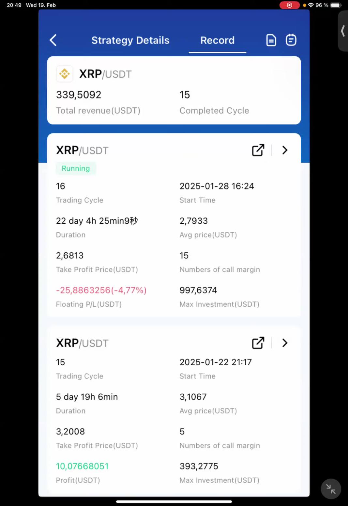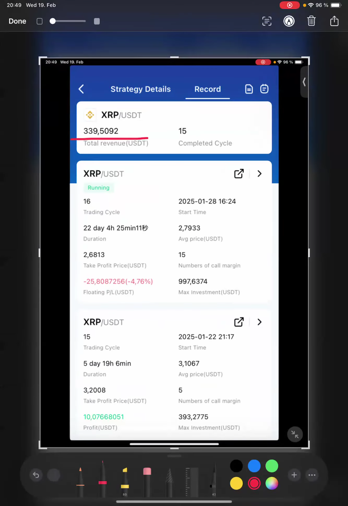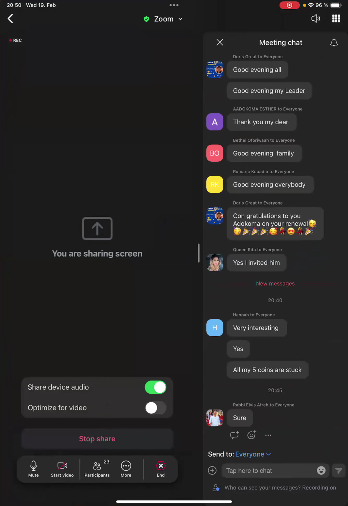Now 88.1 and 339. If you want to do the math, how much will we get? 339.5 minus 88.1. That will be 251.4. So who can tell me where this difference is coming from? Because I calculated all the profit that it gave me. Who can tell me? Let me see if we have good students in my class. You can just type it in the chat. Who can tell me?